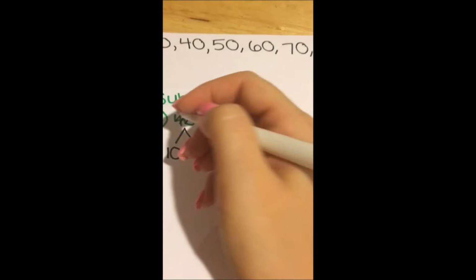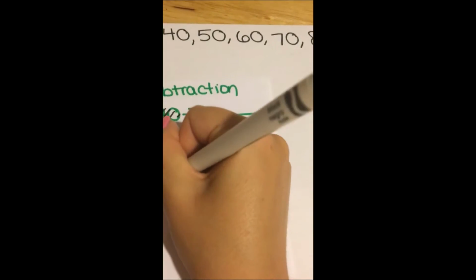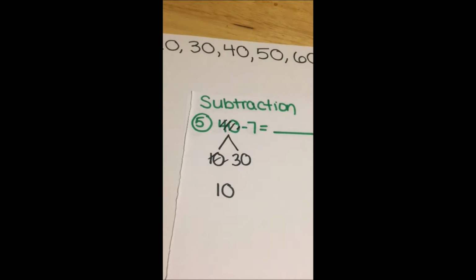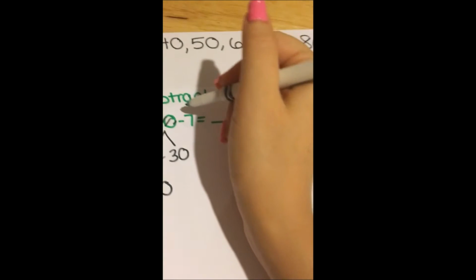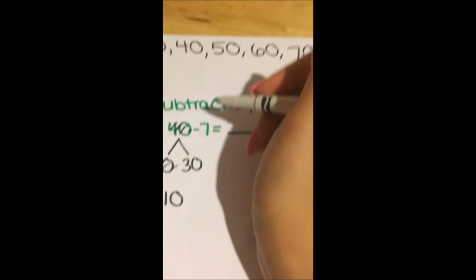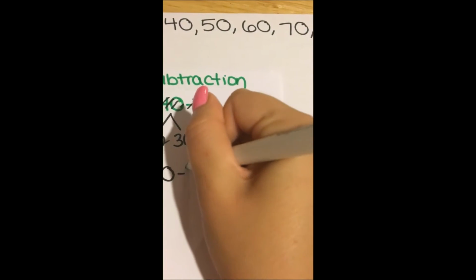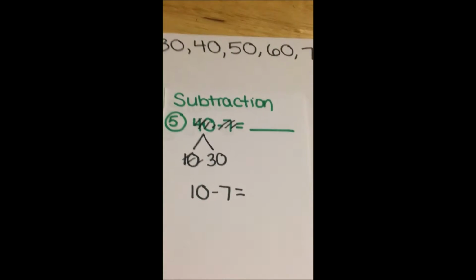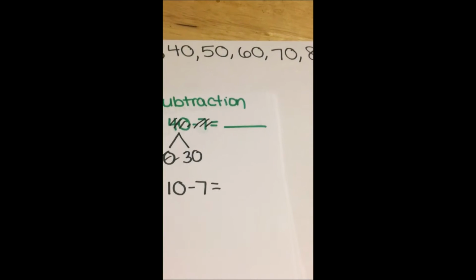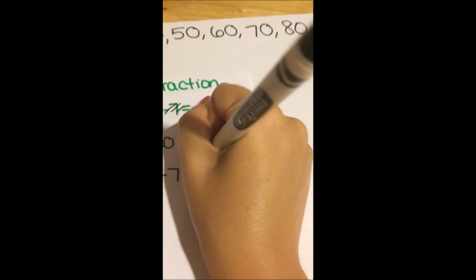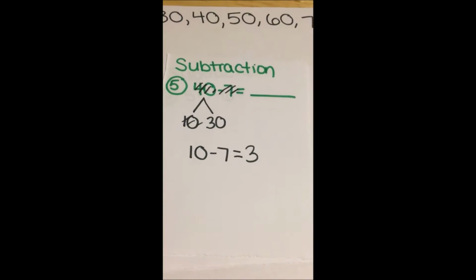Now we're going to take our first number, 10. Bring him on down. Cross them off so we don't get confused. And our first sentence always has to be subtraction. So there's our minus 7. What is 10 minus 7? If you said 3, good job.